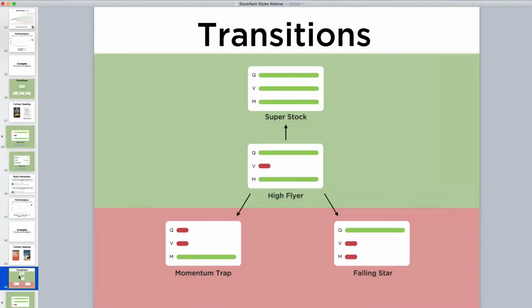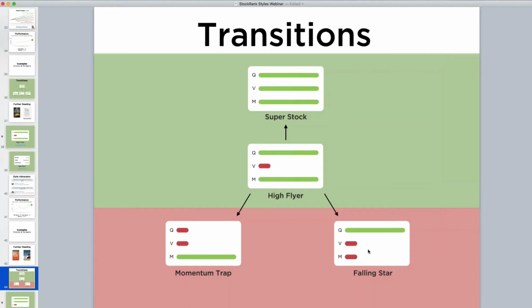Now, where does a high flyer go next? To be honest, even though there are three theoretical transitions that can go on here, I find more often than not, high flyers tend to become falling stars. Why? It comes down to momentum and earnings momentum. One of the earliest signals that a high flyer is falling out of bed is either a falling price or brokers cutting their numbers.